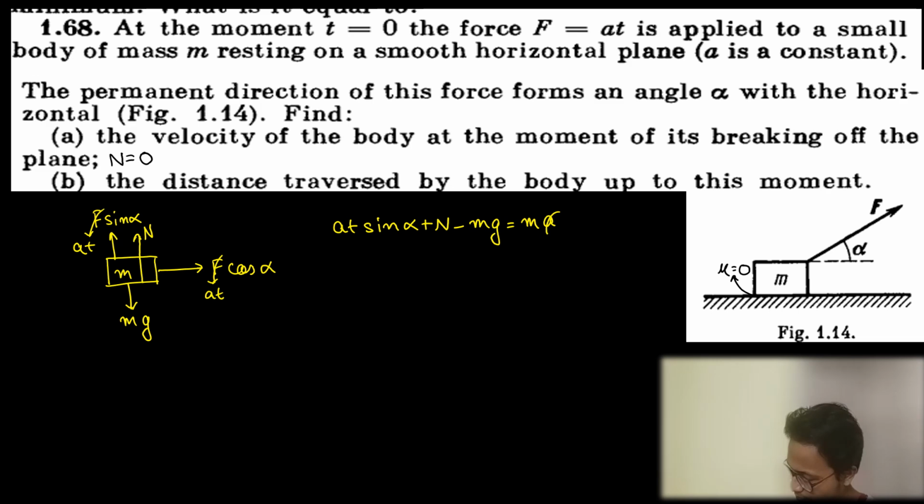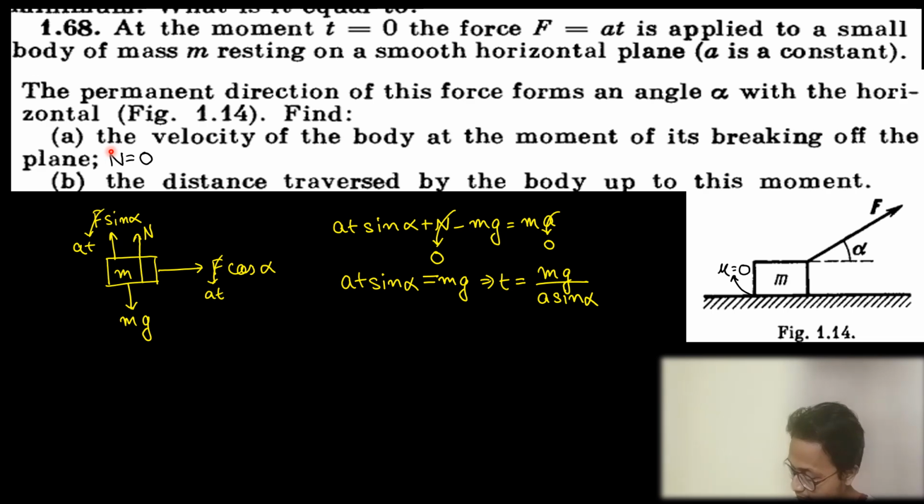Mass into acceleration, which will be very less. And at the moment of breaking off, what will happen? The value of normal contact force will also be 0. So here, At sin alpha minus mg is equal to 0, or At sin alpha is equal to mg. Solving this equation, t is equal to mg by A sin alpha. So when time t is equal to mg by A sin alpha, this block will break off from the ground.